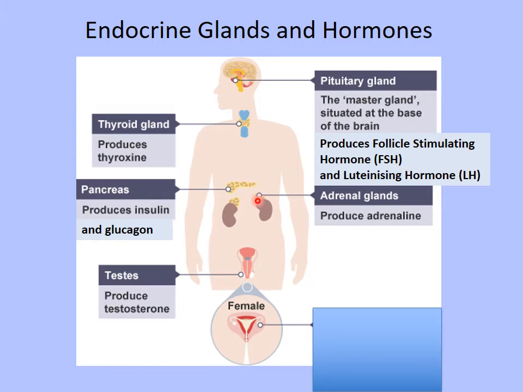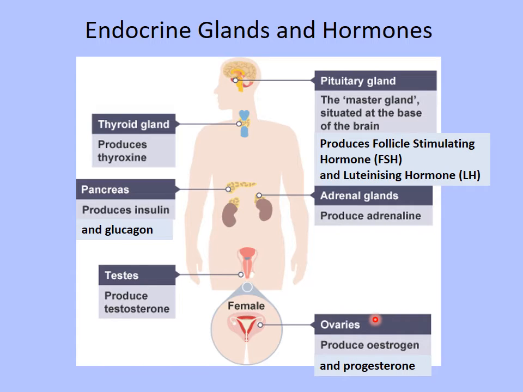Moving down, on top of the kidneys, we have the adrenal glands, which does what it says on the tin. They produce adrenaline, and we'll be learning about how adrenaline is involved in the fight or flight response. And then finally, in females, we have the ovaries, which produce the sex hormones estrogen and progesterone, which are involved in controlling the menstrual cycle.